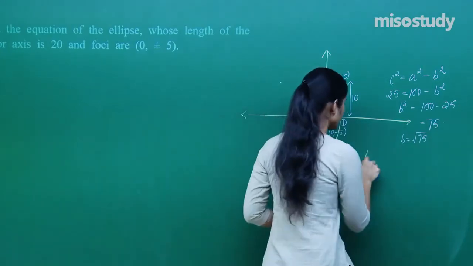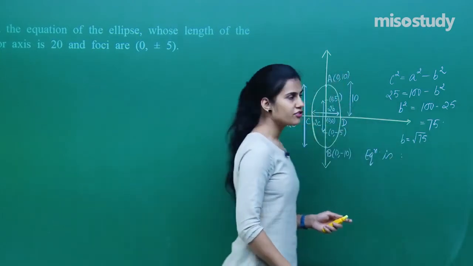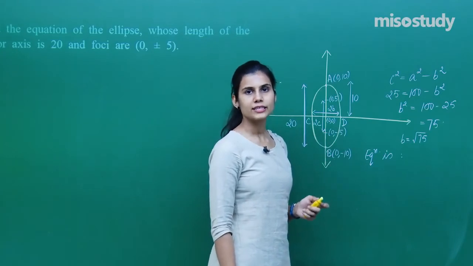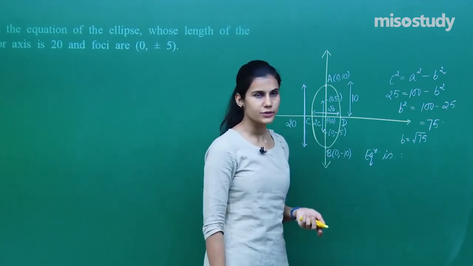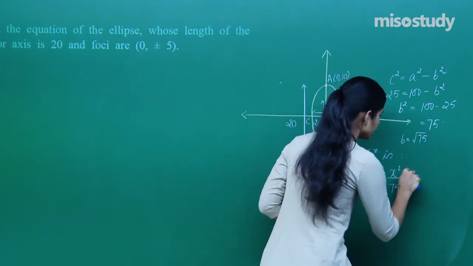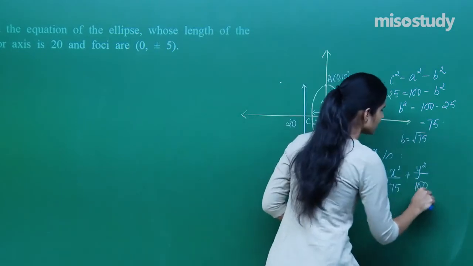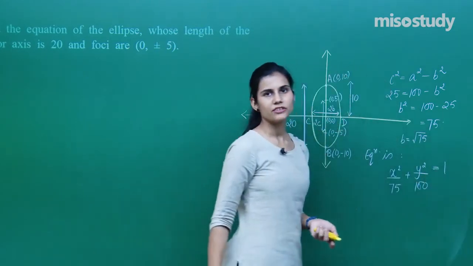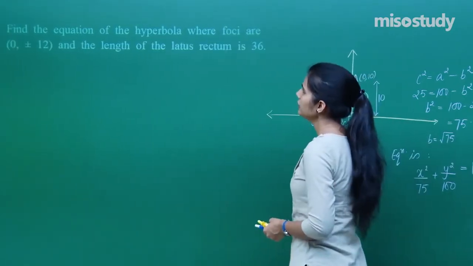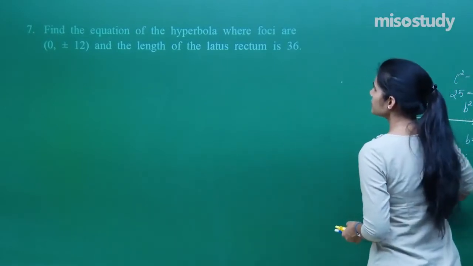I don't need that. Equation of the ellipse is, what is the equation of such an ellipse which has major axis along the y-axis? Center is at origin, it is x square by b square plus y square by a square equals 1. This is my required equation of the ellipse. Clear?